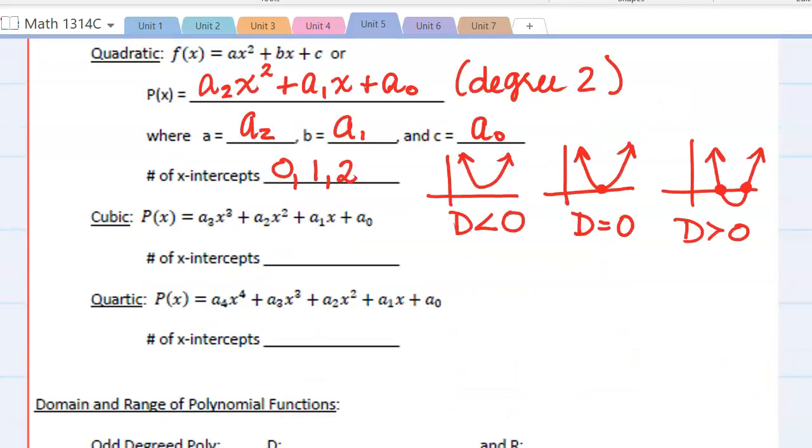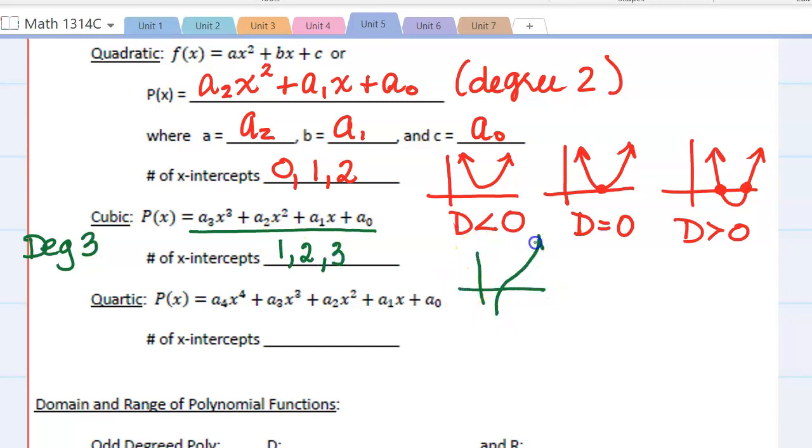For the cubic function, we would write the polynomial function as p(x) = a_3 x³ + a_2 x² + a_1 x + a_0. The polynomial is of degree 3. The number of x-intercepts for a cubic can either be 1, 2, or 3. This is what cubic functions look like to illustrate the number of x-intercepts.